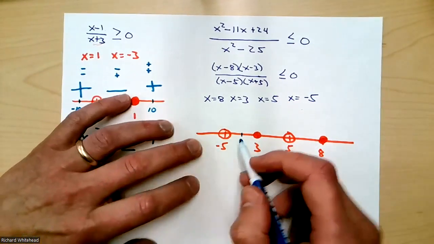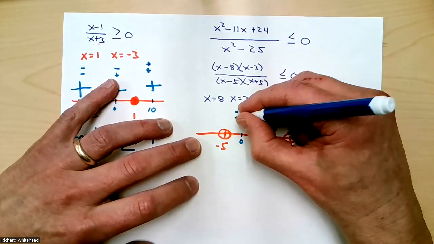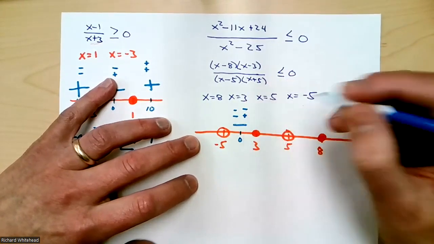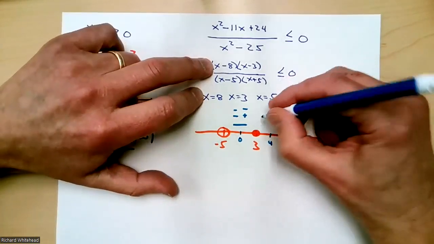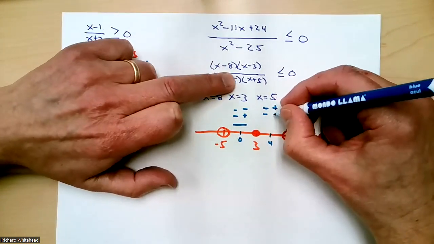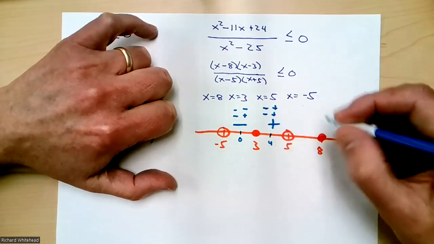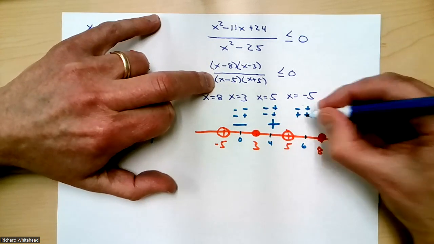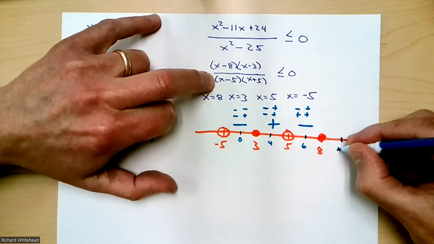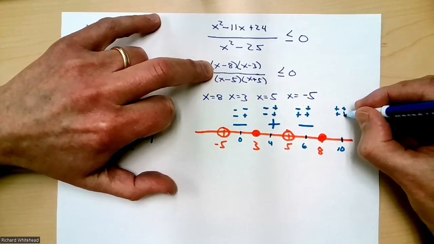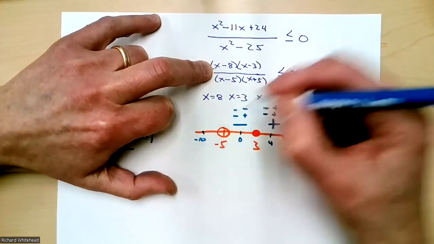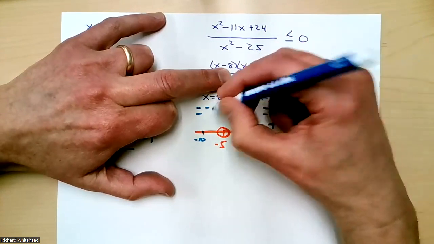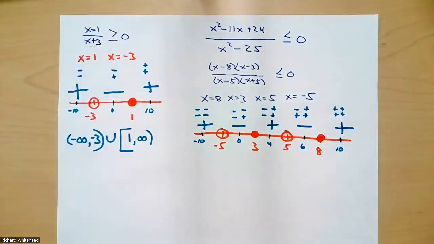If I plug in 0, that's going to be a negative, negative, negative, positive. 3 negatives make a negative. If I plug in 4, that would be a negative, positive, negative, positive. So 2 negatives is a positive. If I plug in 6, that would be a negative, positive, positive, positive. So 1 negative. If I plug in 10, they're all positive. Out here, if I plug in -10, that would be a negative, a negative, a negative, and a negative. 4 negatives make a positive.